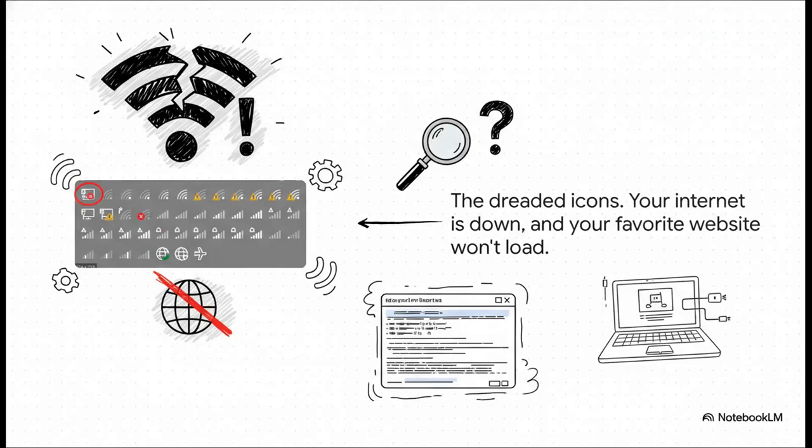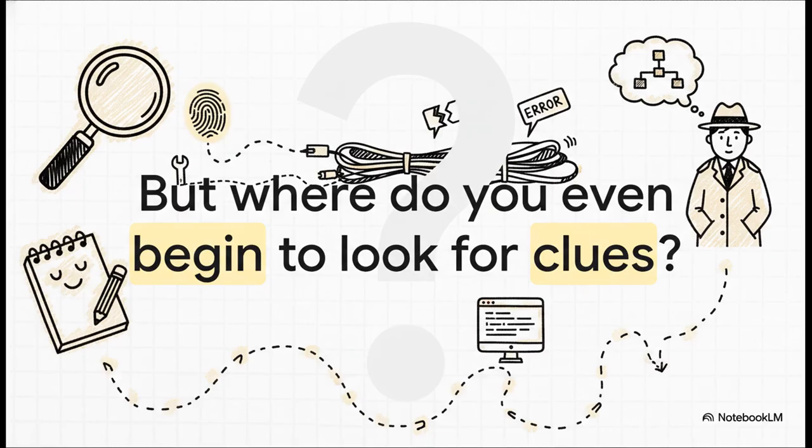And this, right here, is the scene of the crime. You've got the Wi-Fi symbol with that little exclamation mark, or the no internet globe. These are the first clues that something is definitely wrong. Is it your computer, your router, your internet provider, or maybe the website itself? It's a classic whodunit, really. And that's the big question, isn't it?